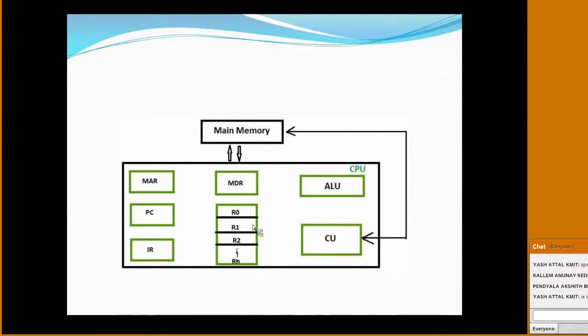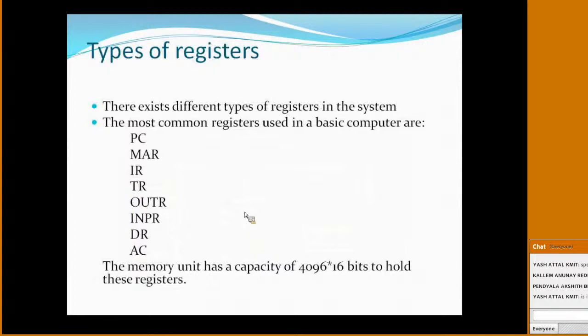What are the different types of registers in your system? The most commonly used registers are these: program counter, memory address register, instruction register, temporary register, output register, input register, data register, and the last one is accumulator. These are the most commonly used registers in your system.